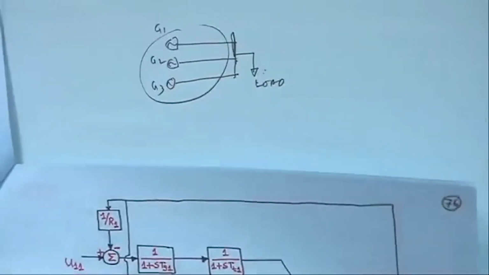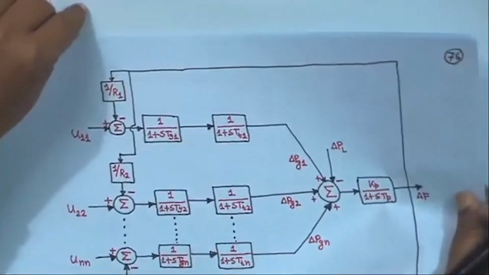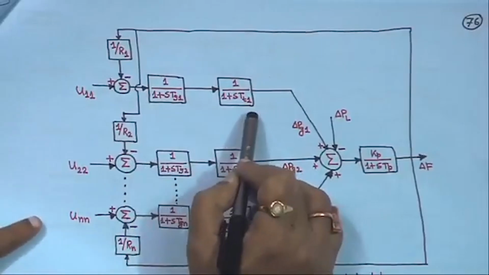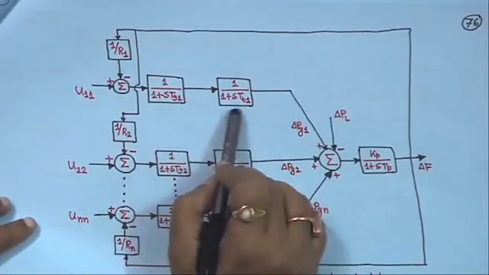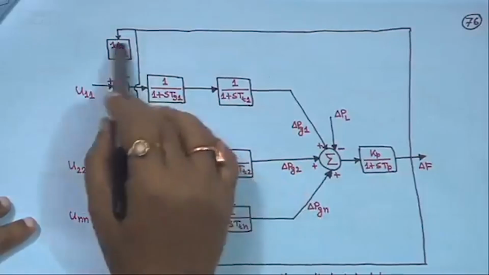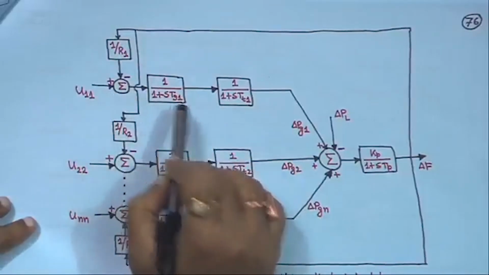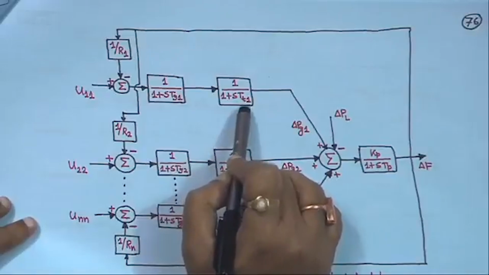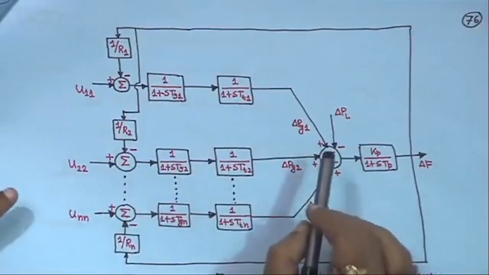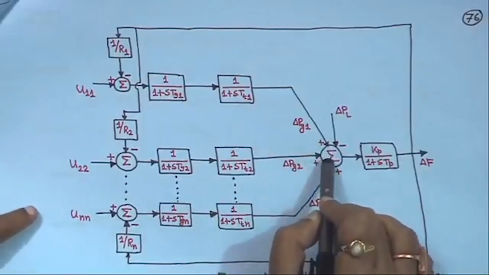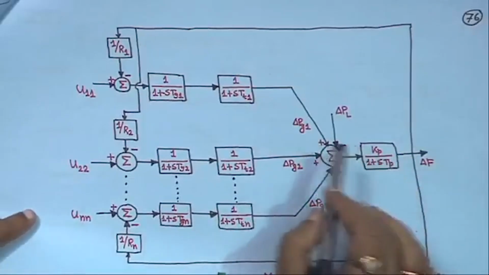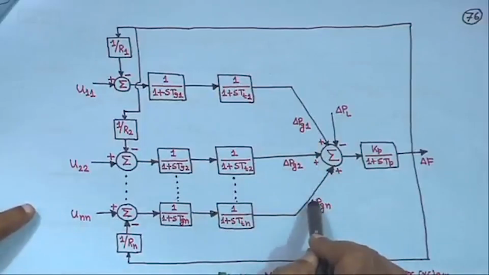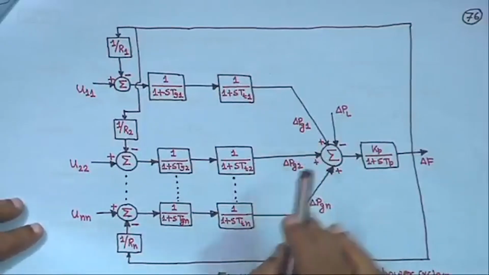So in that case, how will the block diagram be? We have seen the single area block diagram, and to save space we will consider the same thing here. We have taken the non-reheat type turbine, with this governor time constant and the steam chest time constant. Earlier, for the single area or isolated case, only one delta PG was there, but now you have n number of such units. So things are very simple.